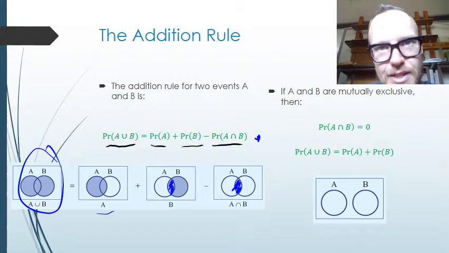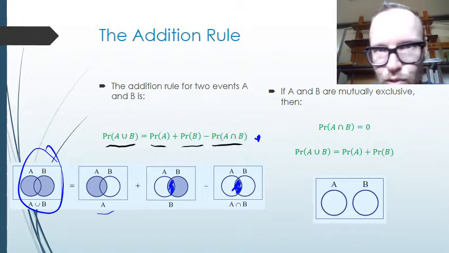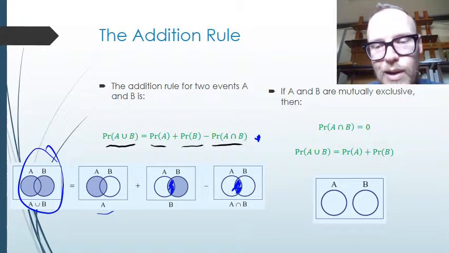If you are ever stuck on remembering what the rule is, just think about the Venn diagram, or draw a little Venn diagram, so you can add those two bits together and see that I need to subtract that middle bit as well.